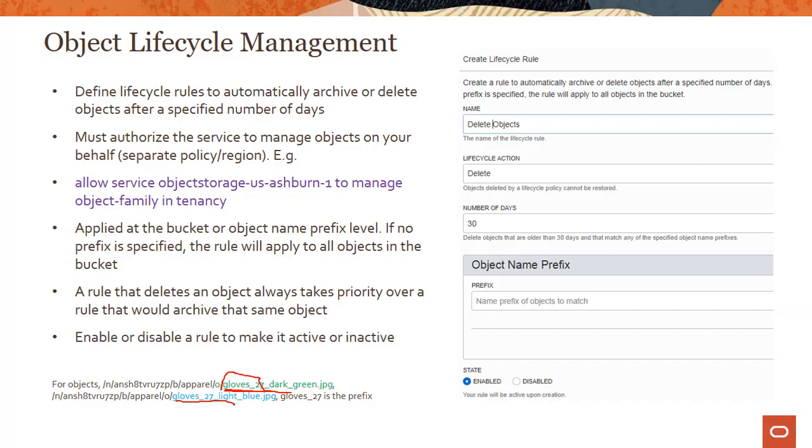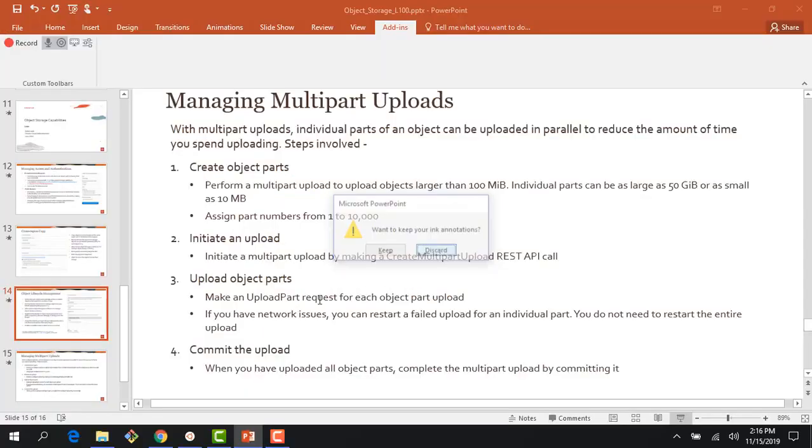A rule that deletes an object always takes priority over a rule that would archive the same object. And you can always enable or disable a rule to make it inactive or active, right? So it's pretty straightforward. Let me quickly jump to the console and show this in action.